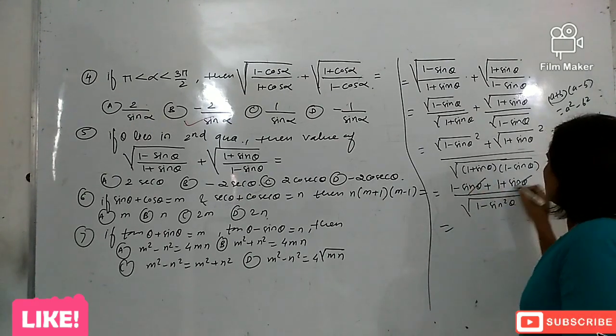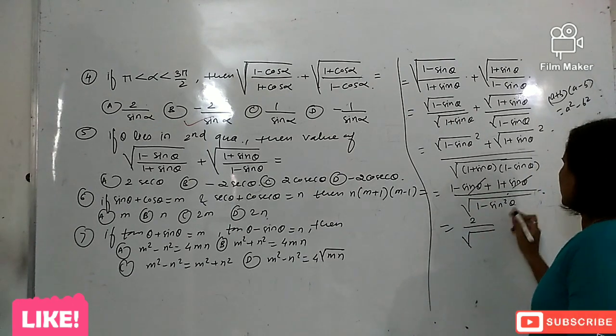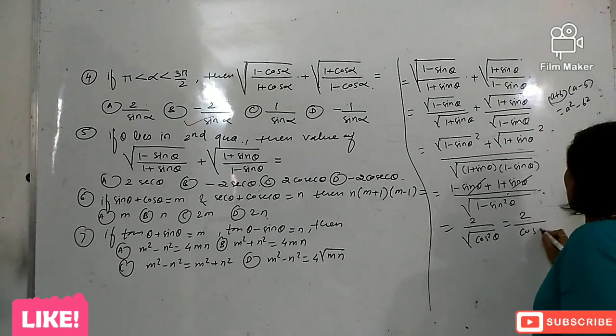So this minus sine theta and plus sine theta get cancelled. 1 plus 1 is 2. And this 1 minus sine square theta means cos square theta. So finally you will get 2 upon cos theta.